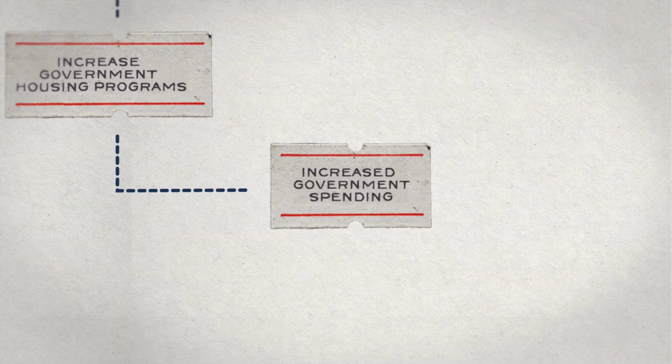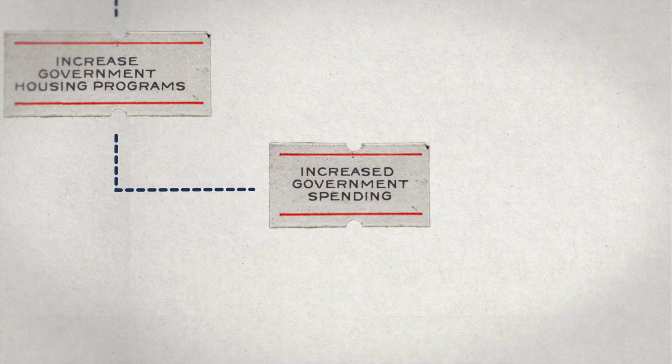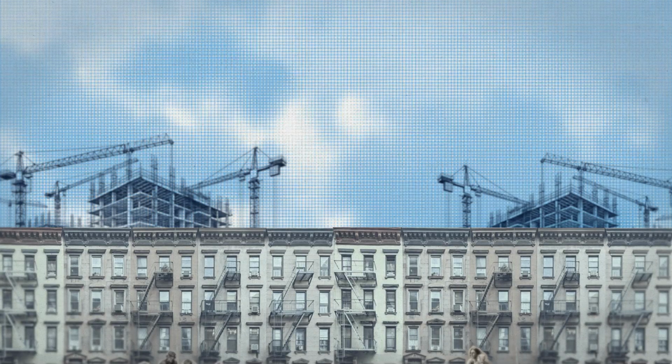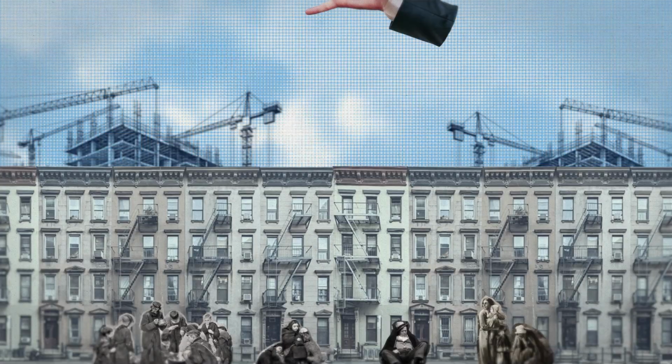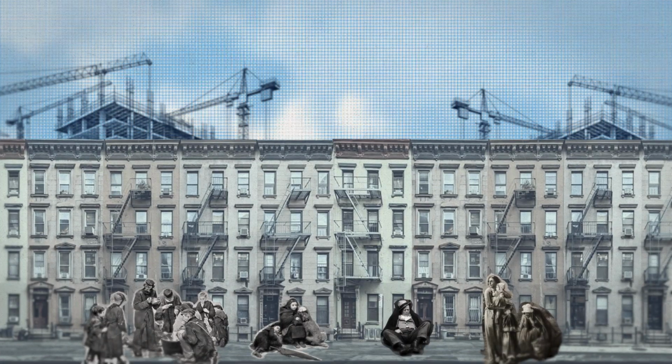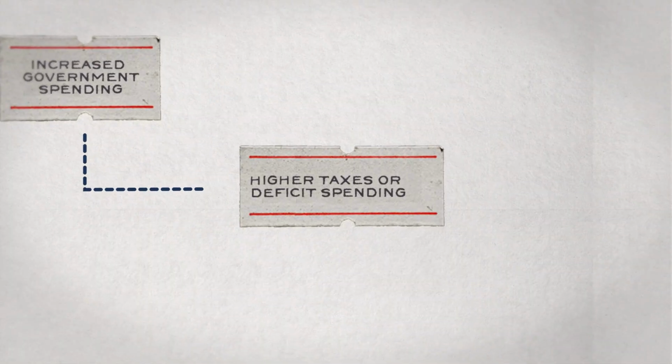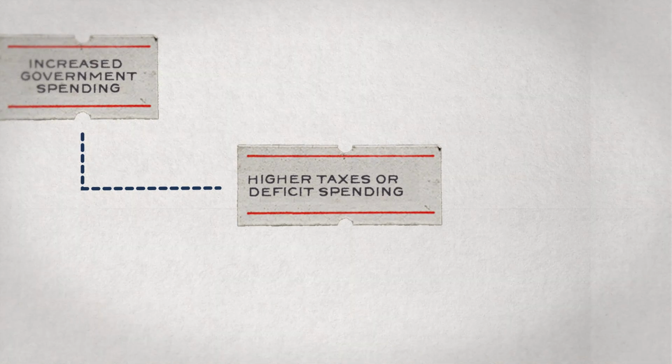Step 4, increased government spending. So the government has now taken on the role of house builder and provider for millions of people after causing them to be housing insecure in the first place. How's it going to do that? Those houses aren't going to pay for themselves, so the government must spend more money. And how's it going to get that money? Step 5, higher taxes or deficit spending.